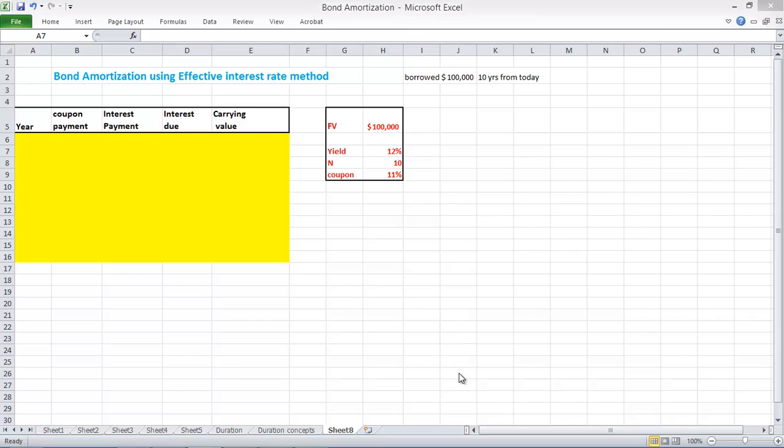Welcome to this tutorial. Let's do some more practice problems. So this is bond amortization using effective interest rate method.